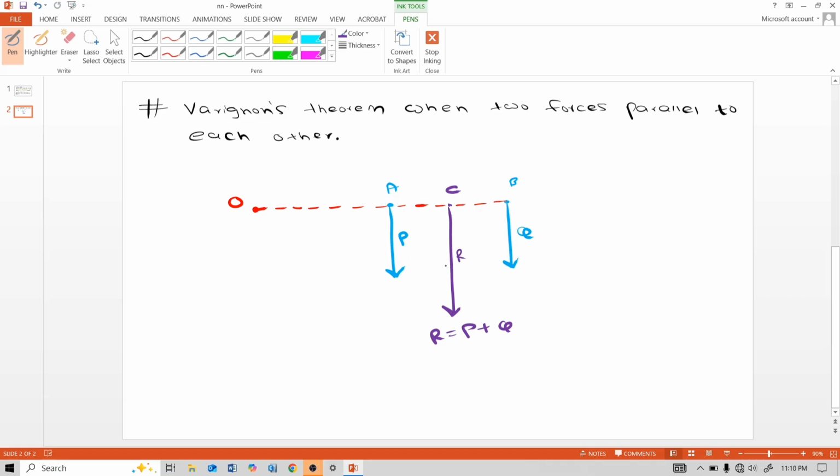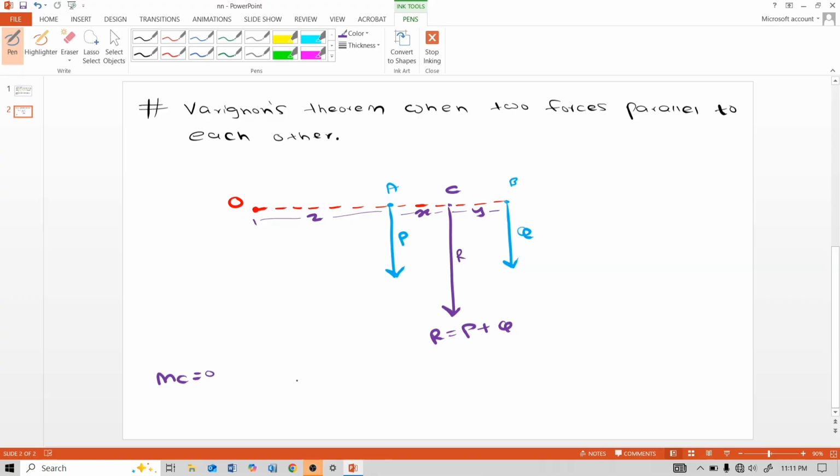So this P into, let us notify these distances as X, Y and Z. Z is the distance from here to here, X is this distance and Y is this distance. So the moment at point C is equal to 0, because they are balancing each other.